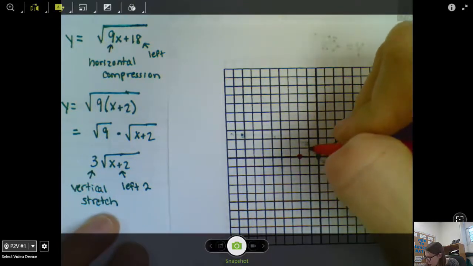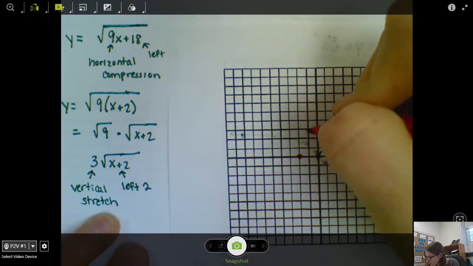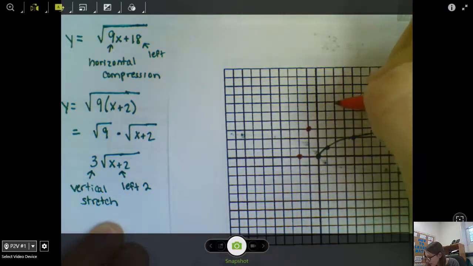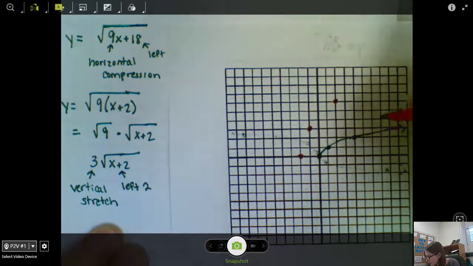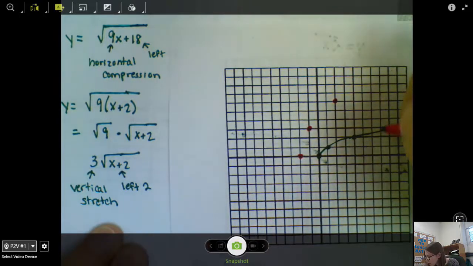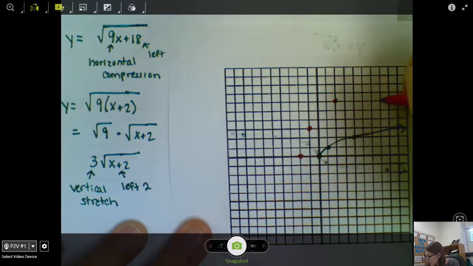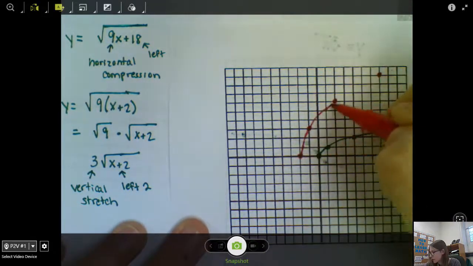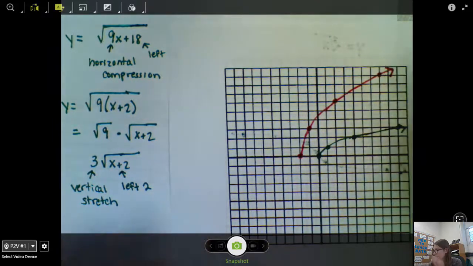Left 2, multiply your y value by 3. Left 2, y value times 3, so my y value becomes 6 now. And then over here, left 2, multiply my y value by 3, brings us all the way up to 9 here. So we're really, really stretched out. Again, that makes our function a lot easier to graph, instead of moving left 18 and then our horizontal compression by 9.